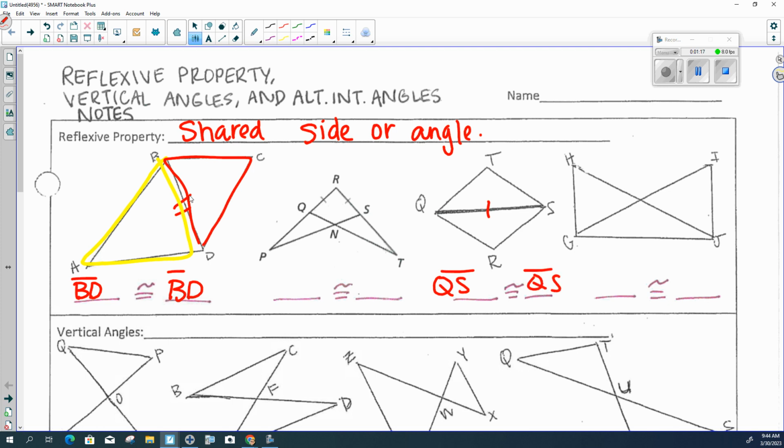And what we'll be working on later today is proofs. And so you have to write the statement, and then when it says the reason, you put reflexive property. That's how I know. Go ahead.